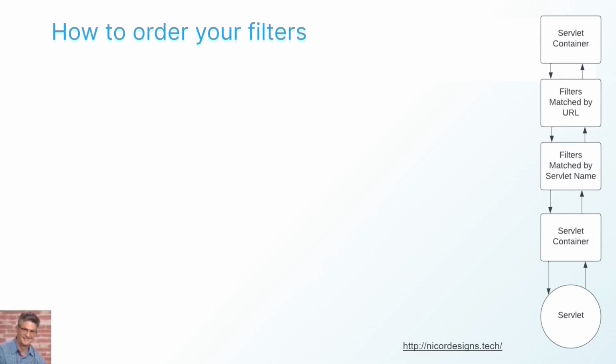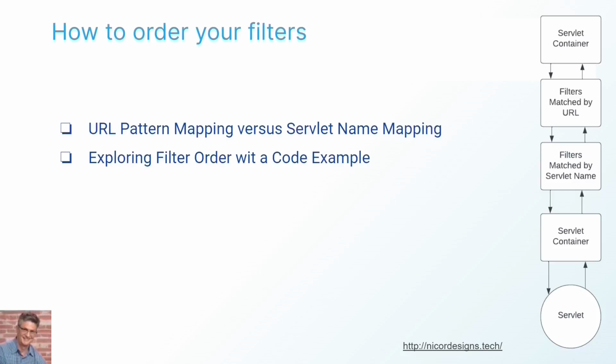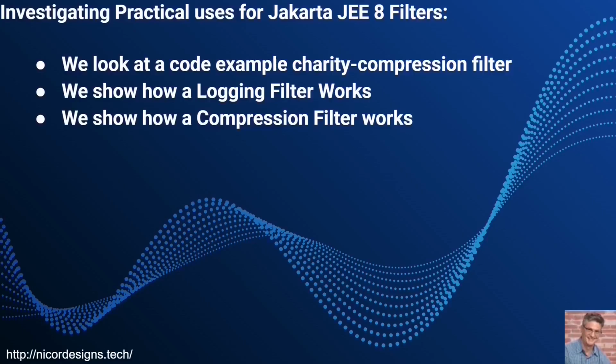Next, we will learn how to apply order to filters when we use multiple filters on a resource, as we see here in the side diagram on the servlet. We will look at URL pattern mapping versus servlet naming, and we will explore the filter order with a code example. We will look at two practical examples of how to implement filters in the code.